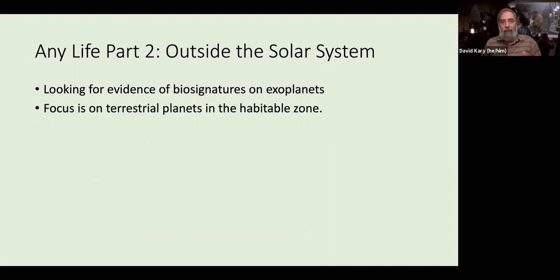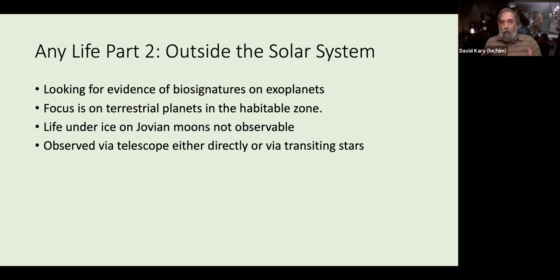And the way we do that, and we focus, I should say, on the terrestrial planets. So finding life around an ice-covered Jovian moon, that's just completely out of our ability to do right now. But looking for planets like the Earth, terrestrial planets in the habitable zone where you could have liquid water at the surface, that's beginning to be within sight. So we do this by using telescopes, Earth-based or orbital-based telescopes, either seeing the planet directly, we're not quite there, but we're getting there, or looking for transits where the planet passes in front of its star. And that's the mechanism that we use to really study these planets.